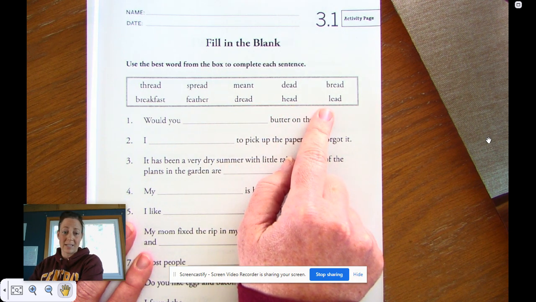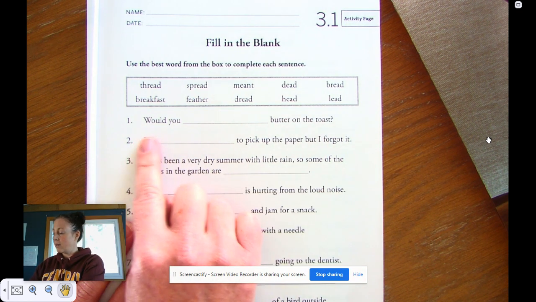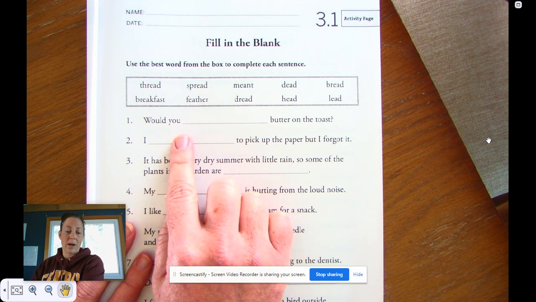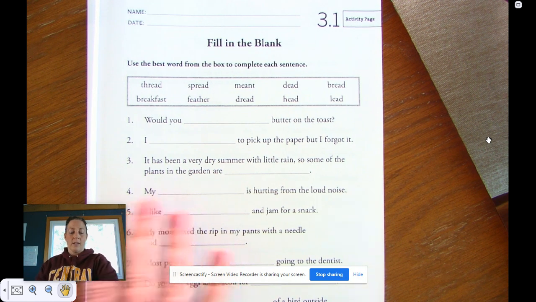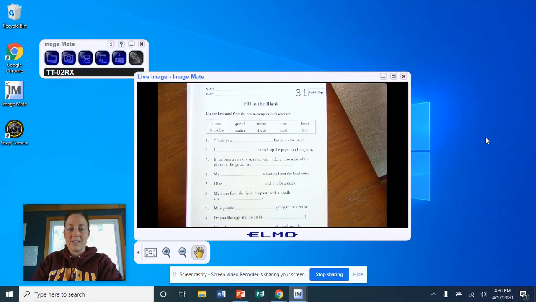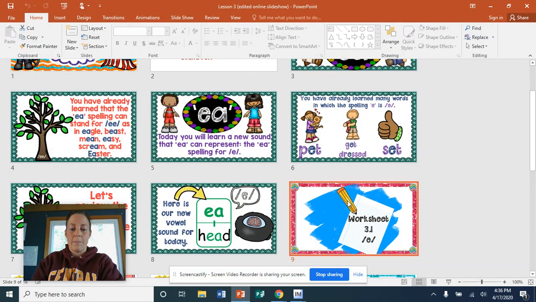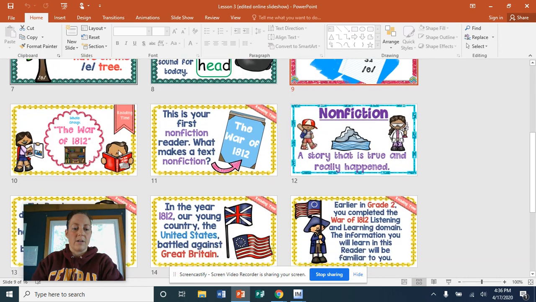It can be confusing because remember, we practiced EA saying E as well, and some of these words can say that too. So go ahead and read through these sentences and figure out which one makes the most sense. You only have to do the front page today. There's no back, all right? So go ahead and pause the video and get started on that. And then when you come back, we will talk about our reader.